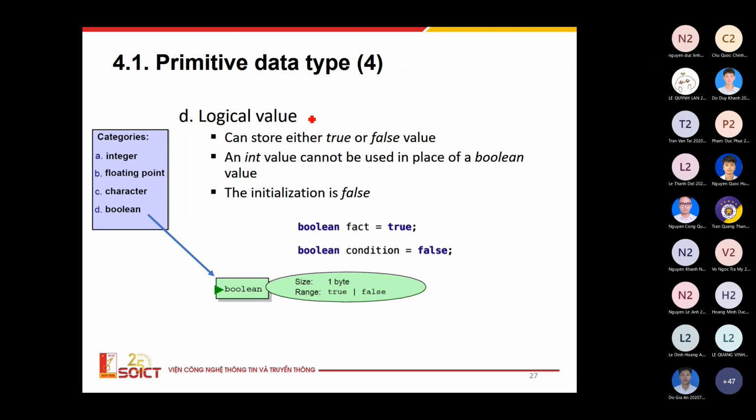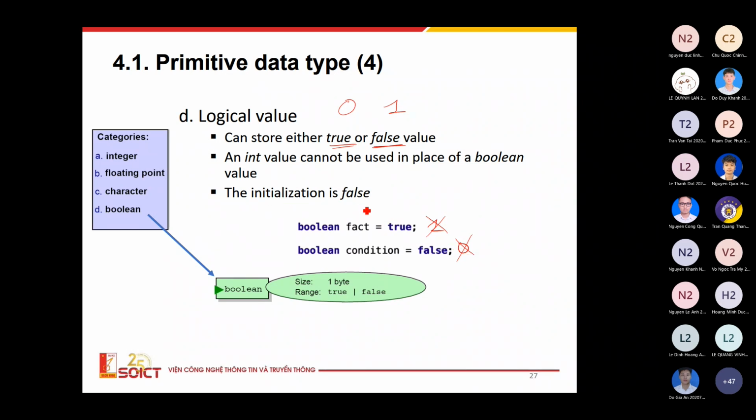Java is a logical value. That means I just want to store true or false value. Okay, it's different from C where you can use 0 or 1. No, it's just true and false. So you cannot use an integer value in the place of the Boolean value. That means you cannot assign 0 and 1 here, for example. No, you cannot. In C it is okay, but in Java, no.